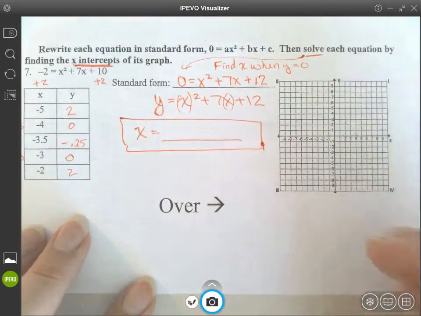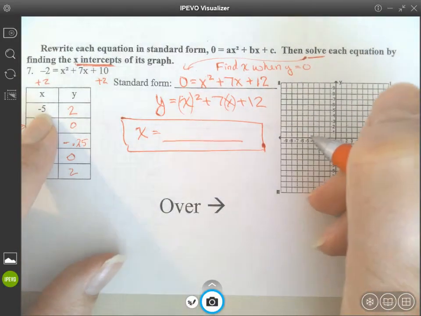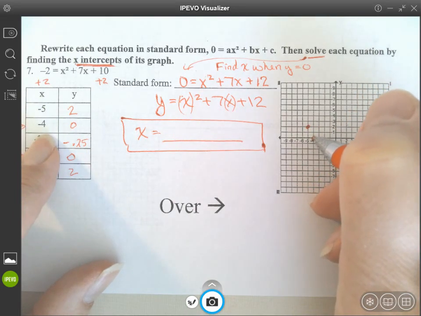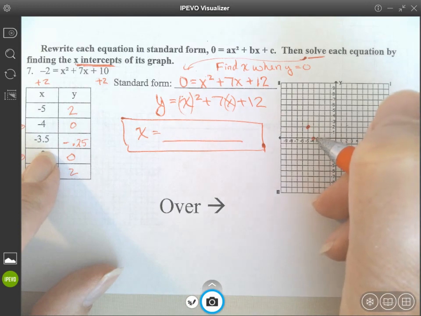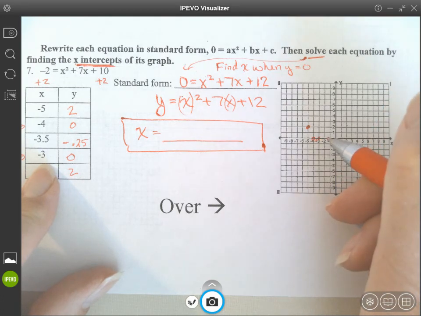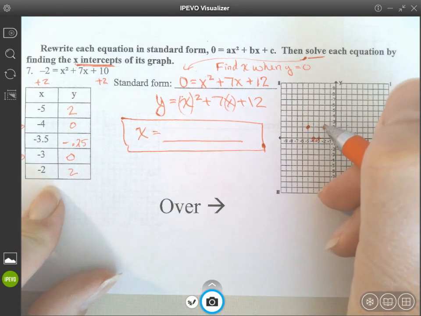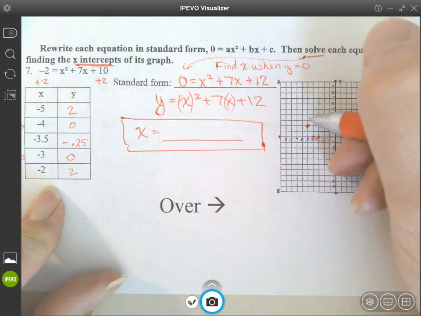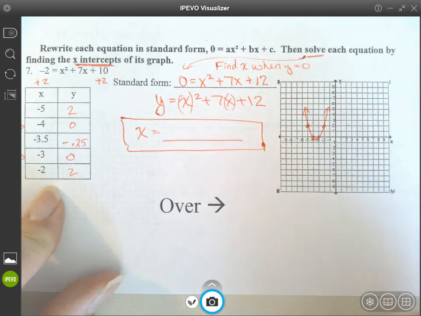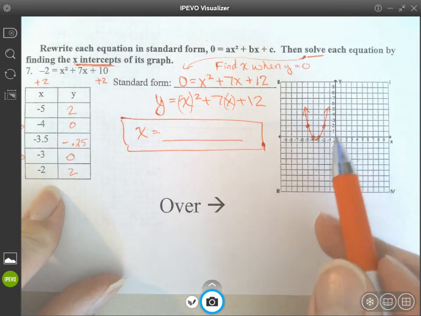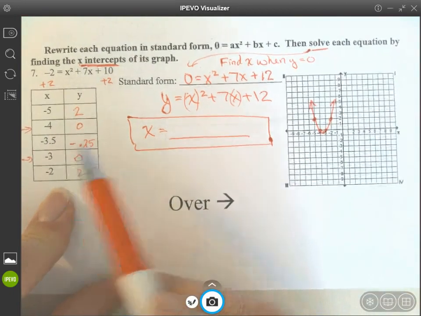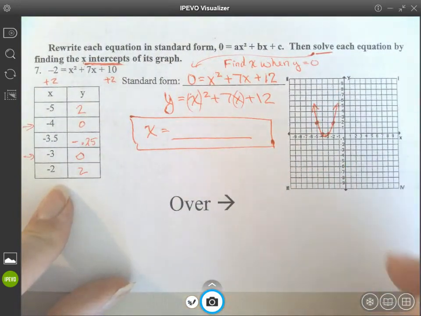All right, so let's graph this. Remember, you're going x and then y. X is -5, y is +2. X is -4, y is 0. -3.5, 0.25 is just right below the line. -3, 0, and -2, 2. Okay, it's a tiny little parabola. It's your U-shaped curve. I have the arrows to show that it keeps going, but it's a U-shaped curve. If you're not getting that U-shaped curve, you're probably entering something wrong or you're graphing something wrong. So be careful with that.